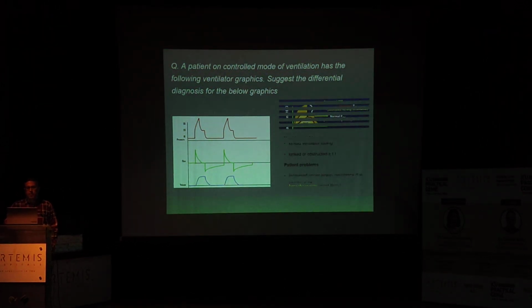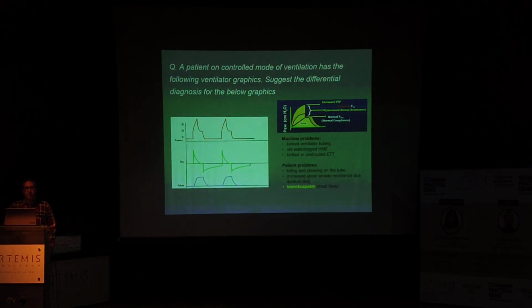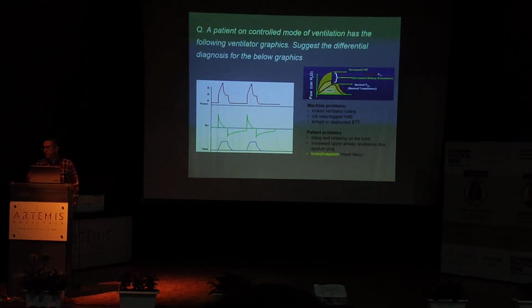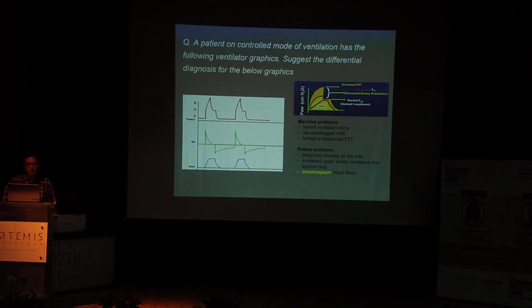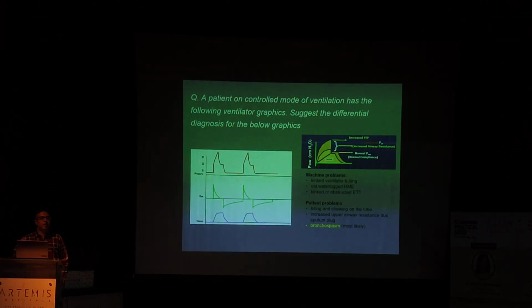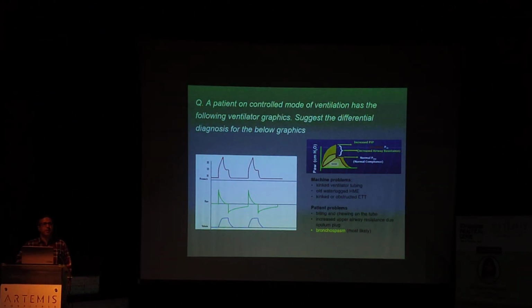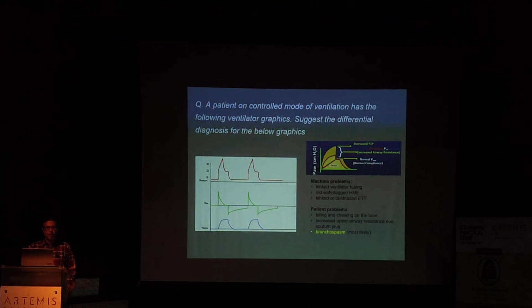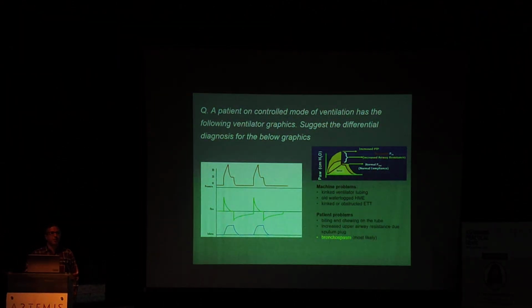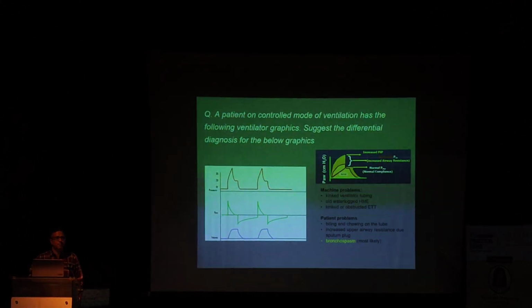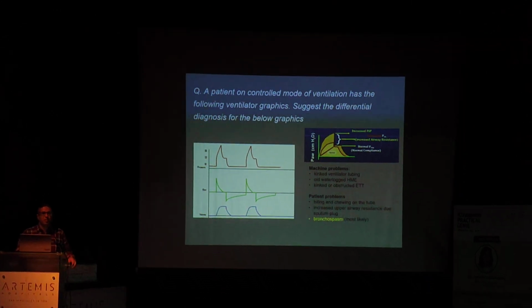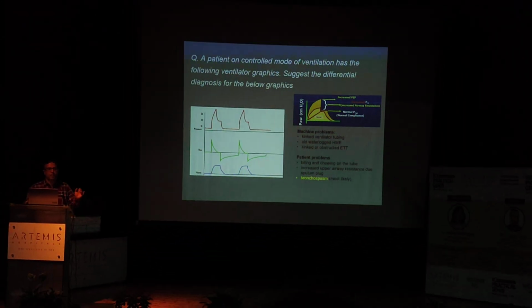So what are the causes? The problem can be at the machine end or at the patient end. Remember, it can be both. It can be kinked ventilator tubing, a waterlogged filter, a kinked or obstructed endotracheal tube, or at the patient end, the patient can be just biting the tube. So they can all form these kinds of graphics. So remember to have a differential diagnosis and to think over them.